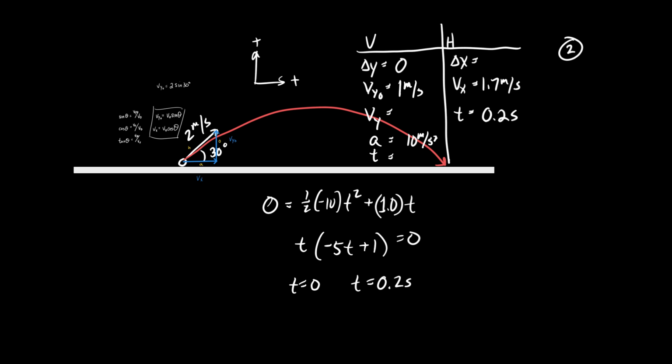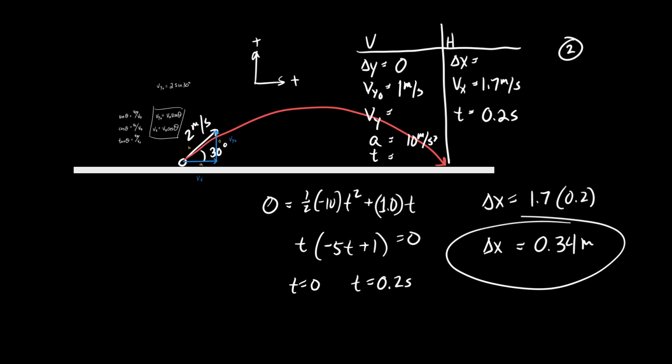My time is 0.2 seconds. So if I want to find out where on the ground it lands, it's 1.7 times 0.2, which appears to be 0.34 meters away. I don't have to use the t equals 0 because that's where it was on the ground at first. Now, you kind of know what's coming next, don't you? I mean, can you kind of see where I would go? If not, then I'll make it clear.